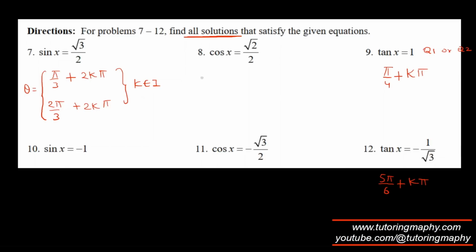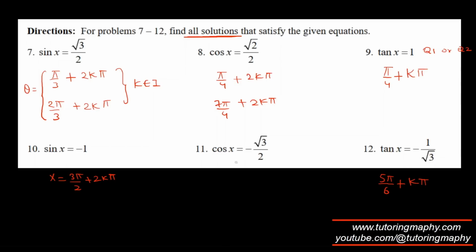For sine or cos, it just behaves in a similar fashion. So for example, this happens at pi over 4 and a quadrant 4 angle, which is 7 pi over 4, and we just add 2k pi. Sin x equal to -1, I think, happens only at 3 pi over 2 in 0 to 2 pi, right? 3 pi over 2. So we just add 2k pi to it.